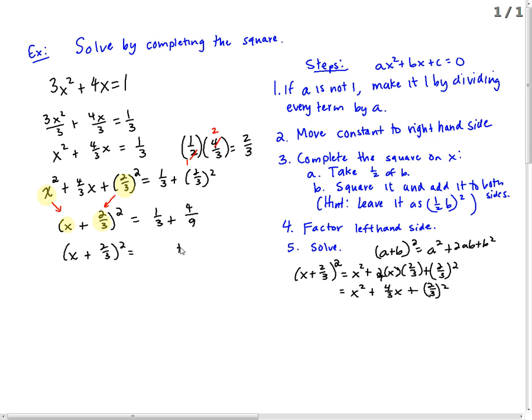Need a common denominator. Common denominator is a 9. So 3/9 is the same as 1/3. So I have x plus 2/3 all squared equals 7/9. Now I want to solve for x. So I'm going to scroll down just a little bit.